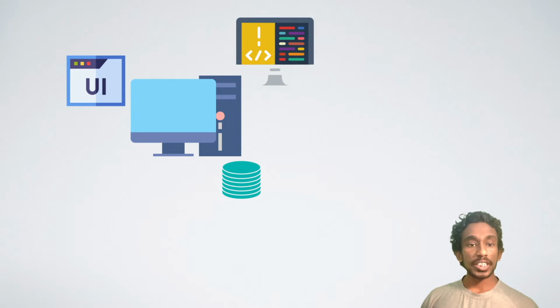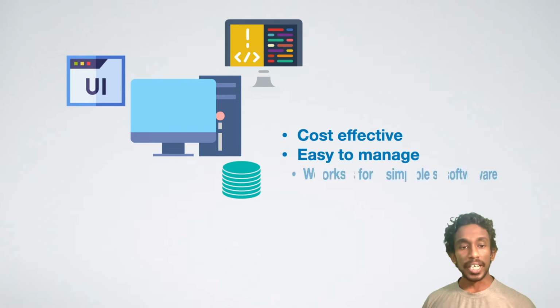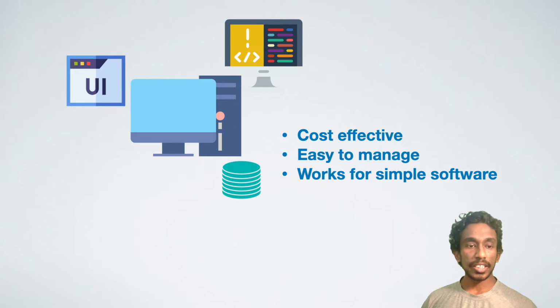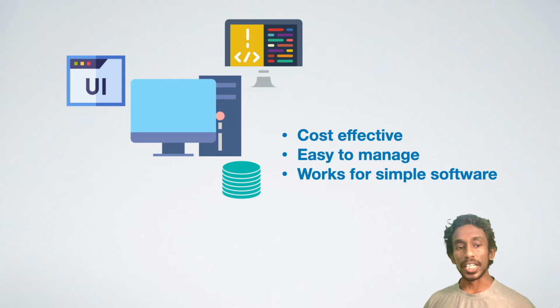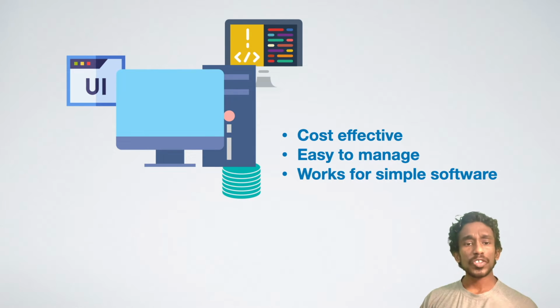In the early days we had standalone applications that had everything in them. They had user interfaces, databases, and programming logic in one single system. These systems are cost effective because of their simplicity, and easy to manage as there is a single application running. It works well with simple software. If you need to scale up the system, you can simply increase the system performance by adding a more powerful CPU and memory. But there are a few problems associated with this architecture.